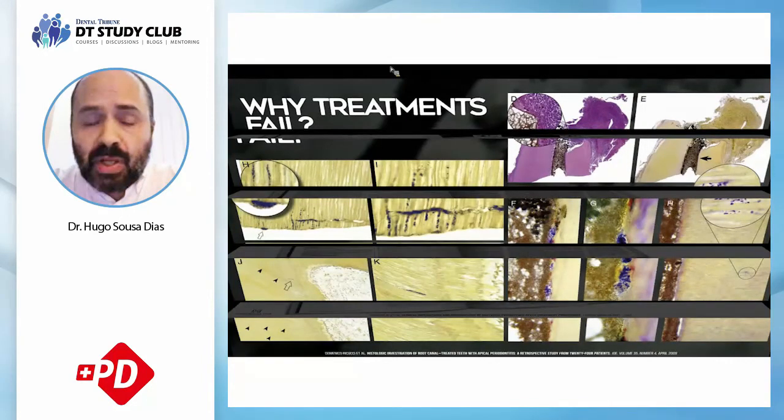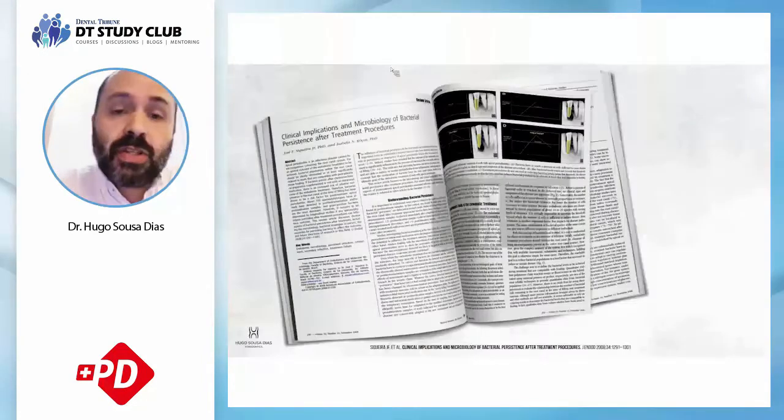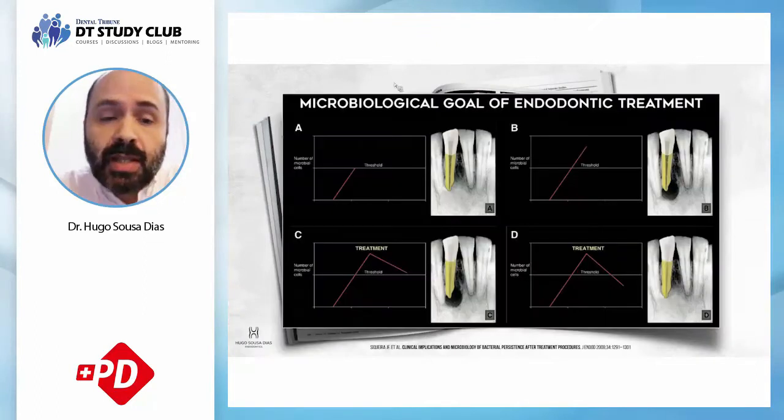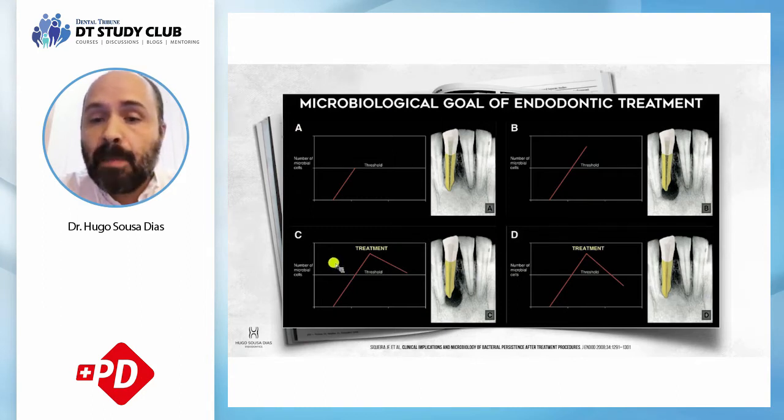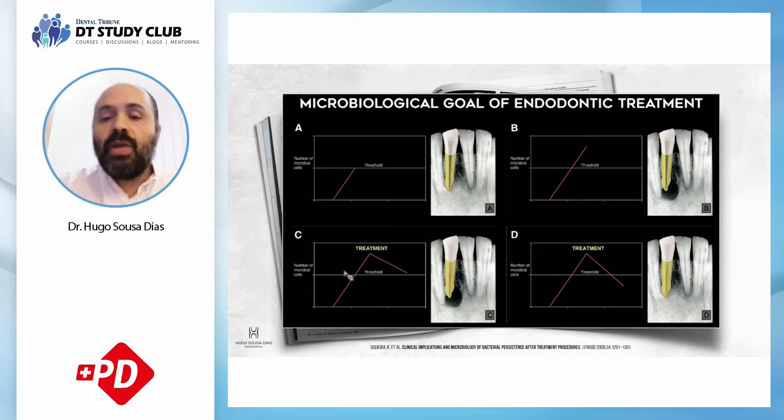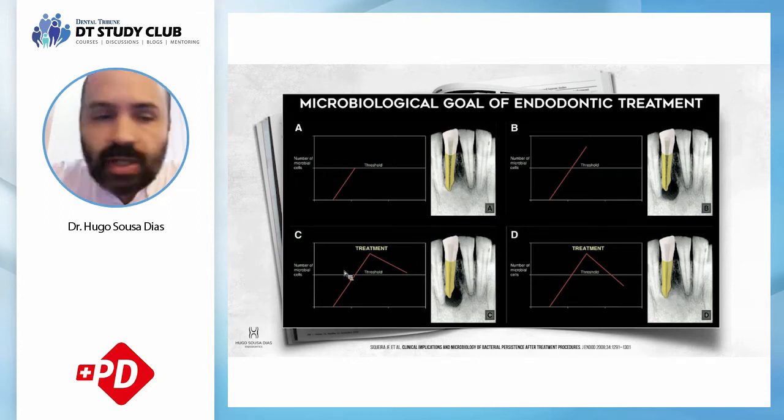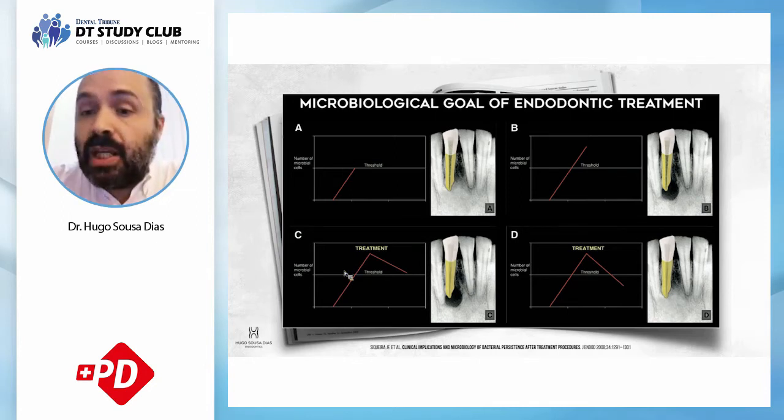In this article from Professor Siqueira, he explains that with our procedures, we only need to do a treatment that reduces the amount of bacteria inside the root canal system below this level. If you can reduce the amount of bacteria inside your root canal below this subclinical line, we can achieve success with our treatment. We can have healing.